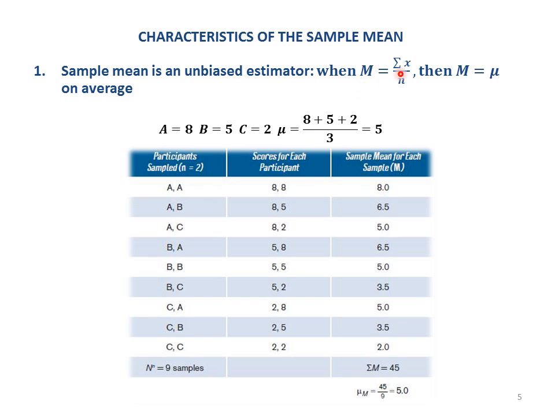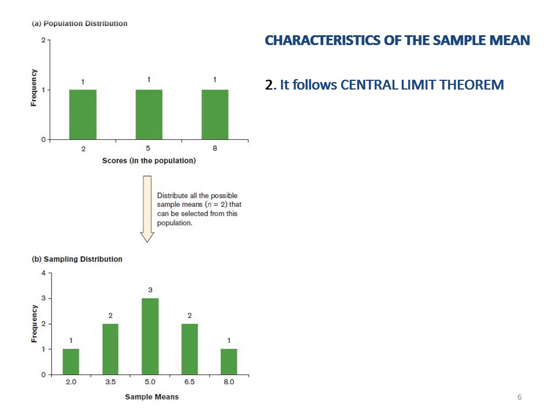If you look at some of the sample means, this one is 3.5 and this one is 2. They are not even close to the population mean 5. But continue with the same example. This is the frequency distribution of the population. It is a non-model because there is only one count for each score.